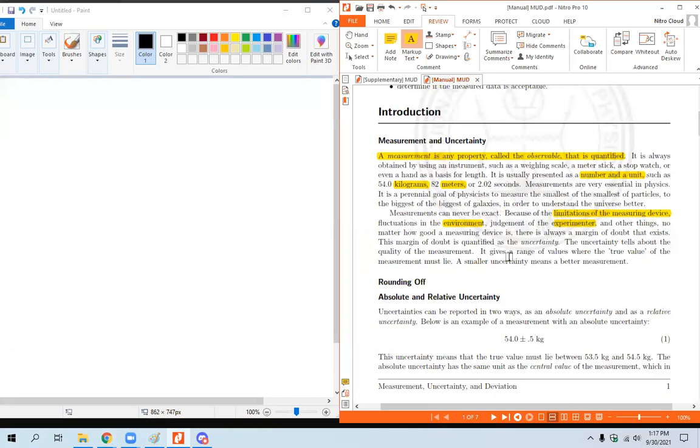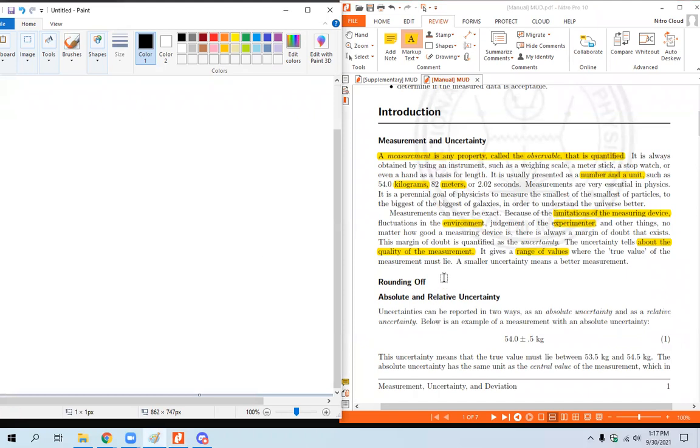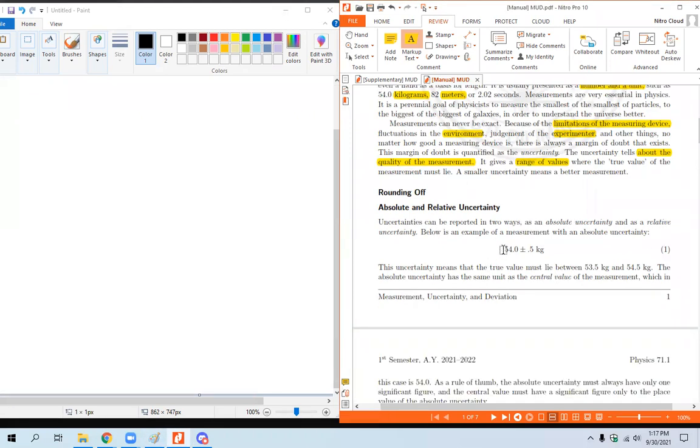So, the uncertainty tells us about the quality of the measurement, and it's a range of values where your true value lies. So, tingnan natin itong example na to. Uncertainty is reported in two ways, absolute and relative. But let's look at the absolute uncertainty first to get a clearer picture of what this uncertainty is about. So, ang example niya dito for an absolute uncertainty is writing 54 plus minus 0.5 kg.